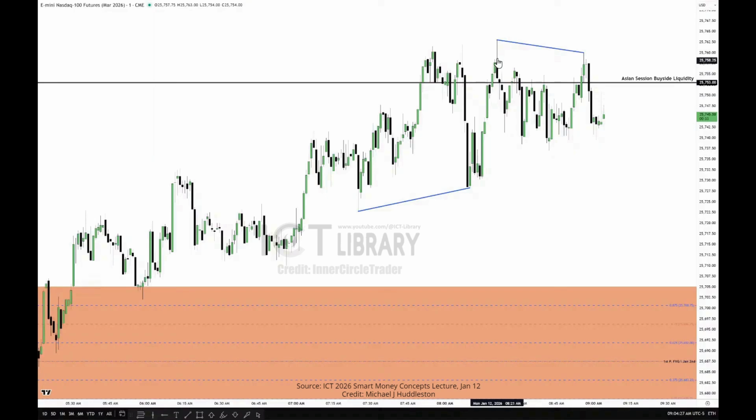Because if it stops short of consequent encroachment and it doesn't even touch it when it runs up, that's indicating what? Weakness. It can't even breach the consequent encroachment midpoint of that wick. So if it's going to go the other direction, that's usually indicative of what you're seeing when there's a wick in the relative equal high and relative equal low.